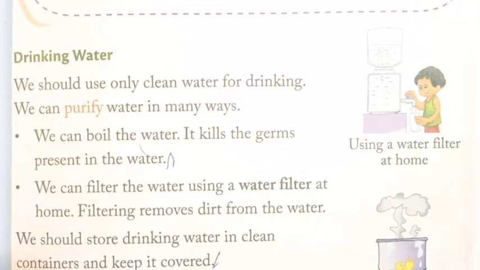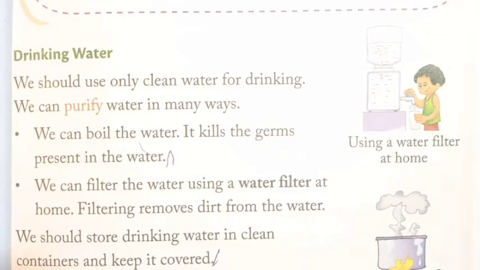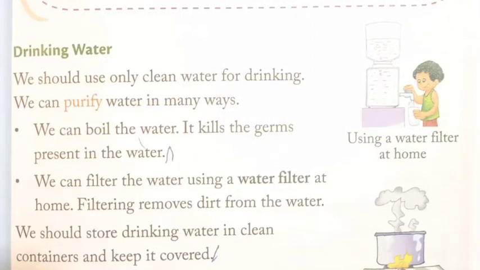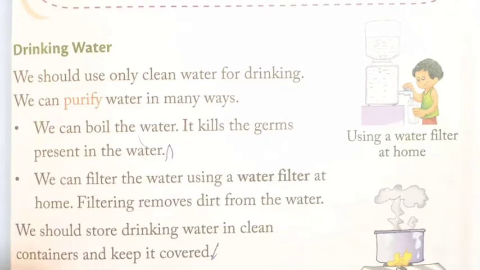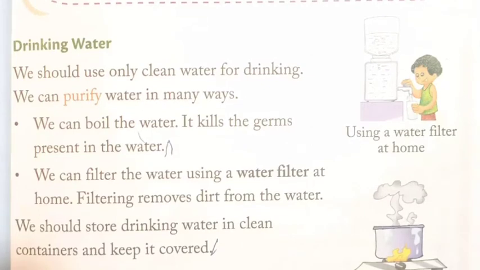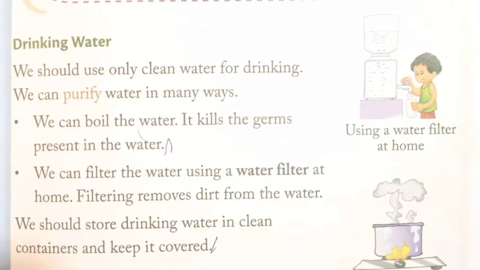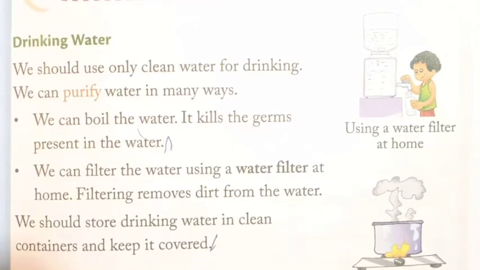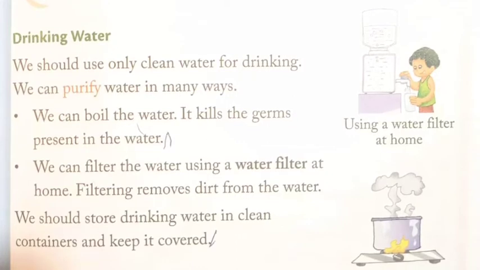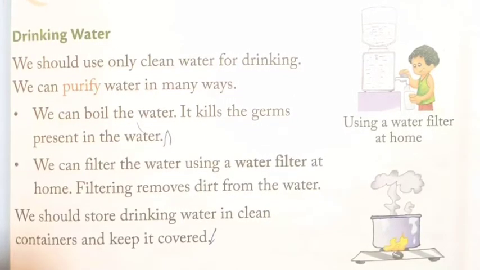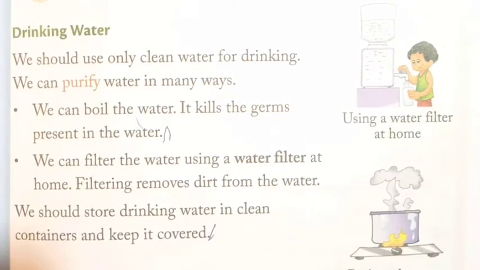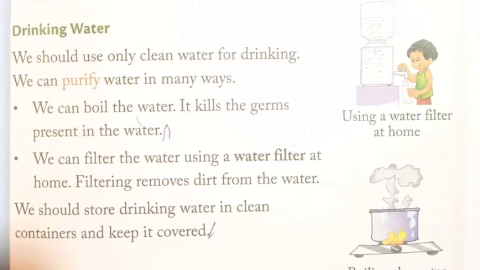Then it talks about drinking water. So let's read this paragraph and try to understand what's written there. Drinking water. We should use only clean water for drinking. We can purify water in many ways. Like we can boil the water, which kills the germs present in the water. Point 2, we can filter the water using a water filter at home. Filtering removes dirt from water. We should store drinking water in clean containers and keep it covered.